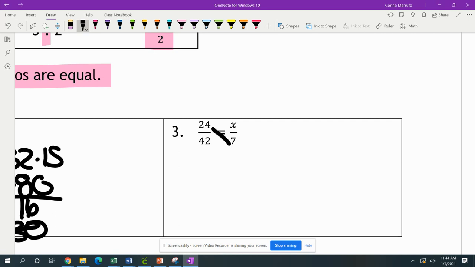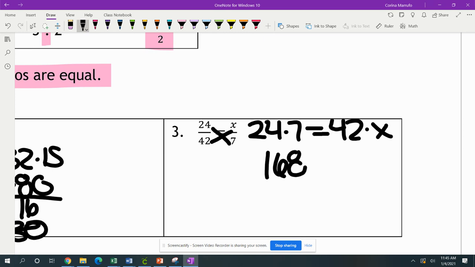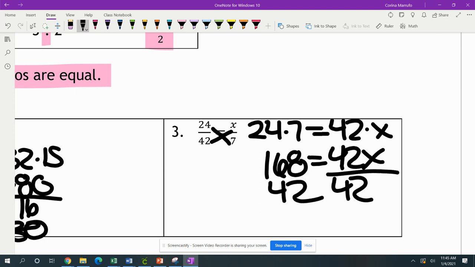And then this next one, we go ahead and cross multiply. We move the 7 to the top. So it'll be 24 times 7 equals, we move the 42 on the top of the x, 42 times x. So 24 times 7 gives us 168 equals 42x. We divide both sides by 42. This cancels. 168 divided by 42 gives us 4.